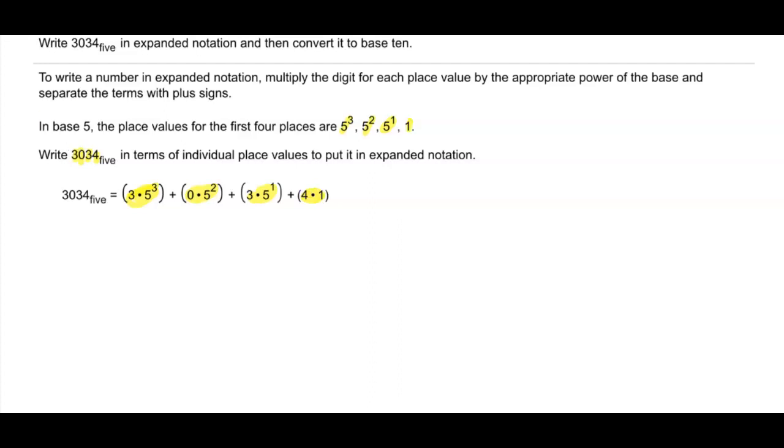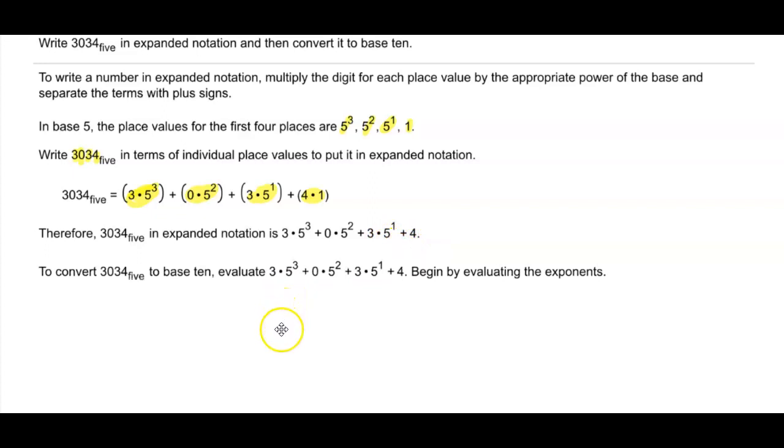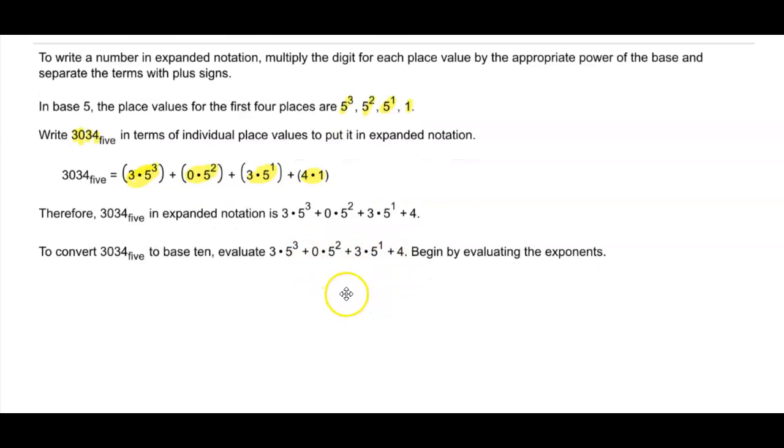Okay, now what we need to do is write this in expanded notation. So we have 3 times 5 to the third power plus 0 times 5 to the second power plus 3 times 5 to the first power plus 4. So to convert this number to base 10, we need to evaluate. We've got to find out what is 5 to the third power, 5 to the second power, 5 to the first power. So we're going to begin by evaluating the exponents.